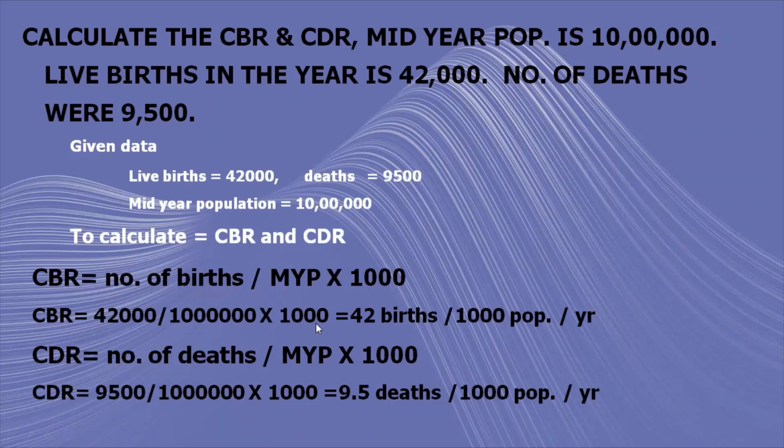So we have to put up the values. Then it will be 32 births per 1,000 population per year. Don't forget to write down the unit of the crude birth rate. So it is the number of births per 1,000 population per year.